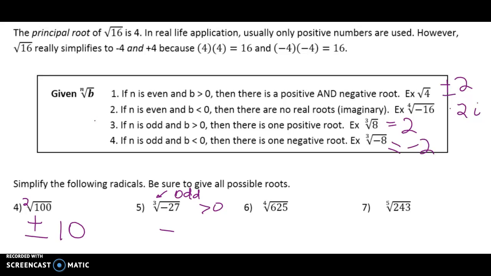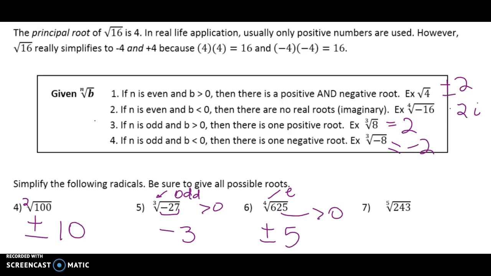Yes, sorry. So negative 27 is less than 0, so we have our negative root. So negative 3, the one answer, that's it. Negative 3. Then the index is even with a positive radicand, so our answer is plus or minus 5. So you have 2 roots.